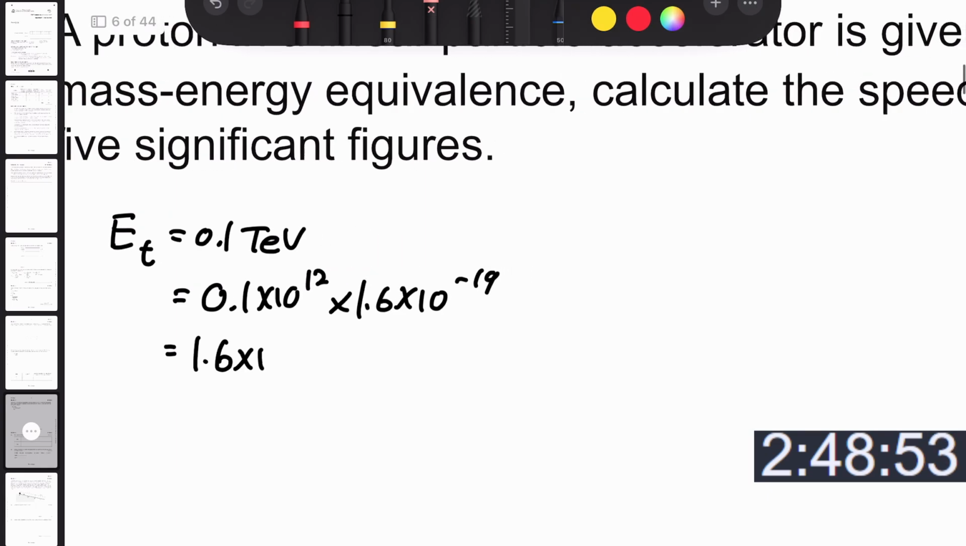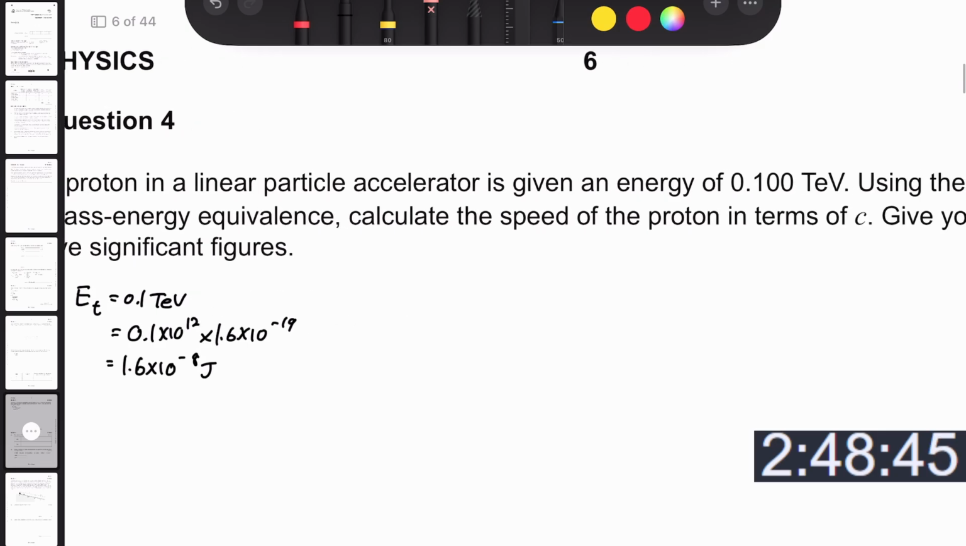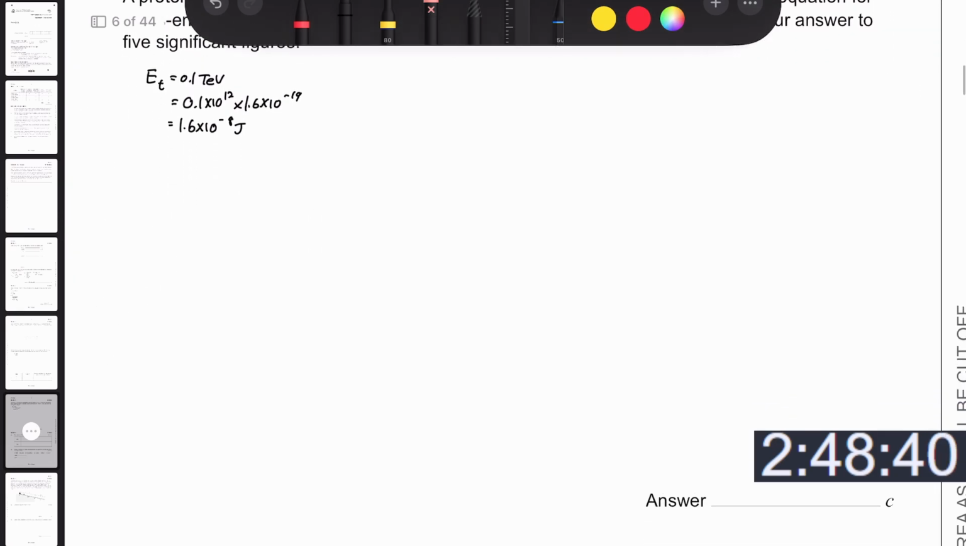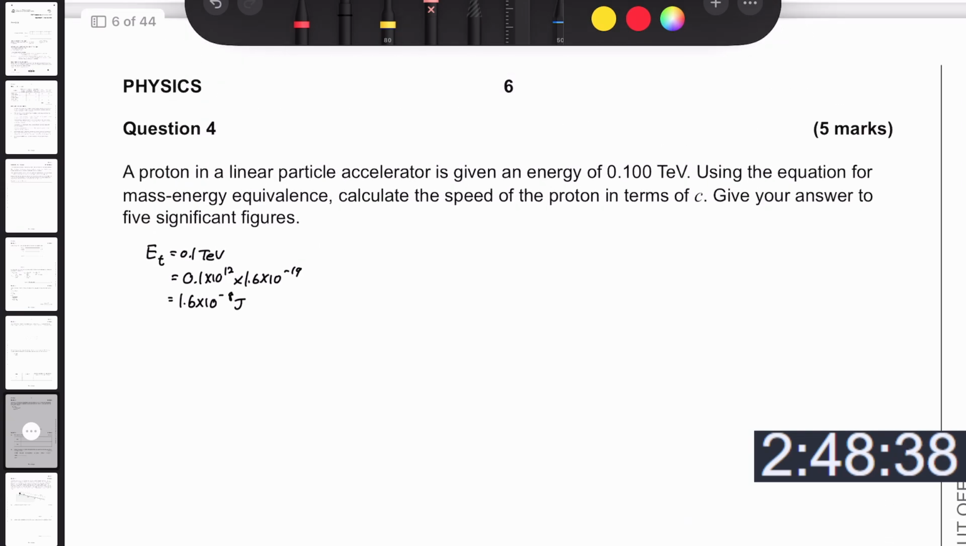So 1.6 times 10, 78. Given an energy. Is that total energy or is that just kinetic energy?